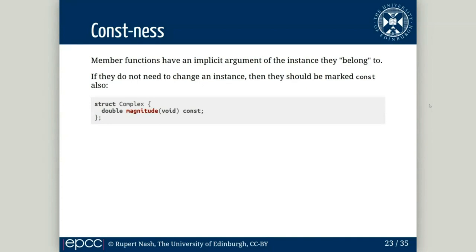Yes, I mentioned this earlier. Member functions have this implicit argument of the instance they belong to. So a member function for a class, in this case it's a struct, but we'll call it a class because that's the definition of something that defines objects, has an implicit argument to the instance they belong to, i.e. the object they belong to. And if member functions don't need to change an instance, then they should be marked as const also. So basically we're saying here that magnitude doesn't modify the complex object that it's attached to. And again, this is the this pointer that's passed as the first parameter. But again, we don't really want to be accessing that directly unless we absolutely have to.